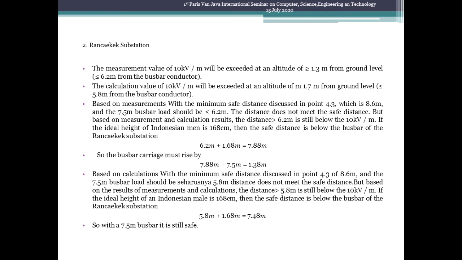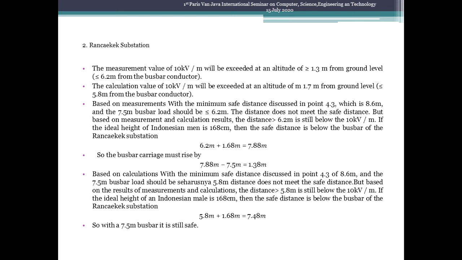The same with Ranca Ekek substation. From the Ranca Ekek substation measurement, the value of 10 kV per meter will be exceeded at an altitude of more than 1.3 meter from the ground level. So, less than 6.2 from the Busbar conductor.